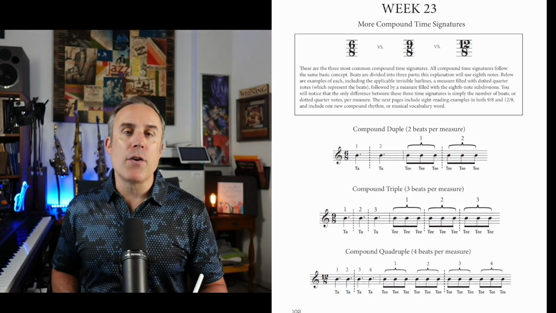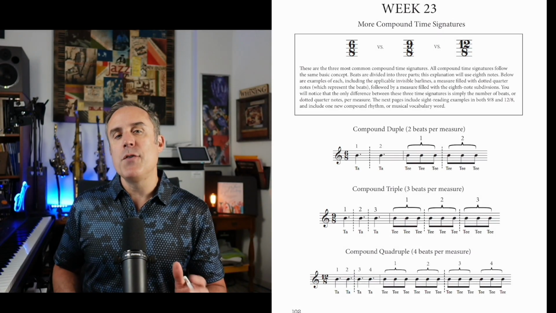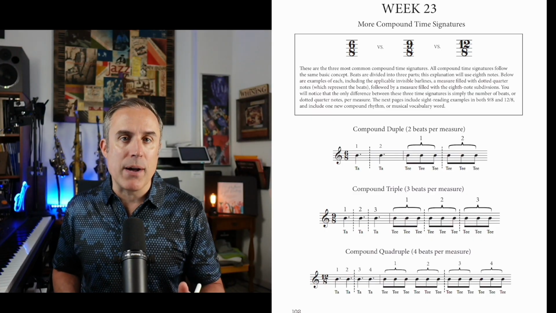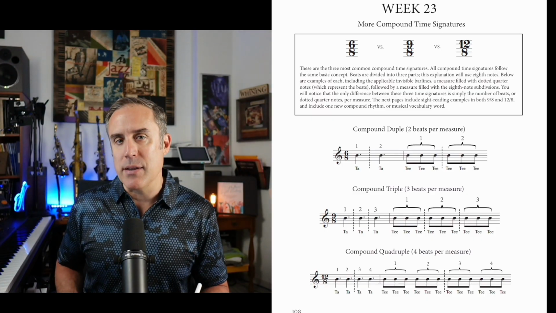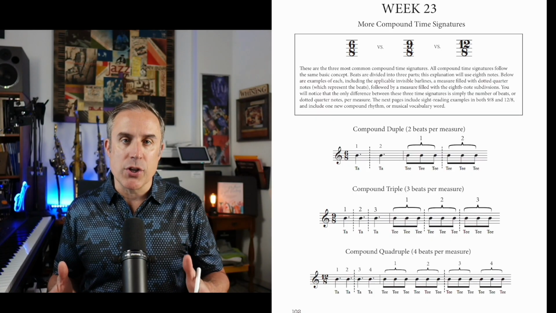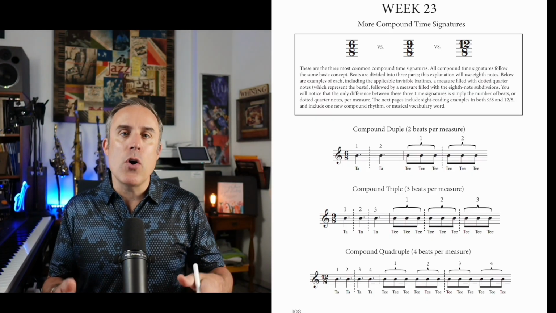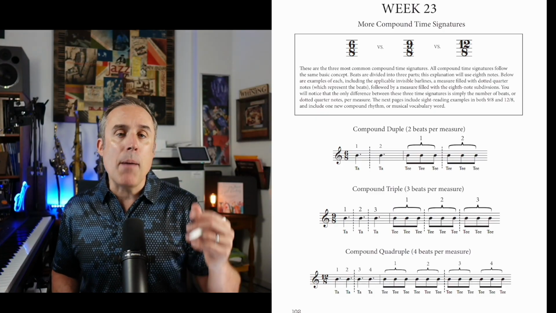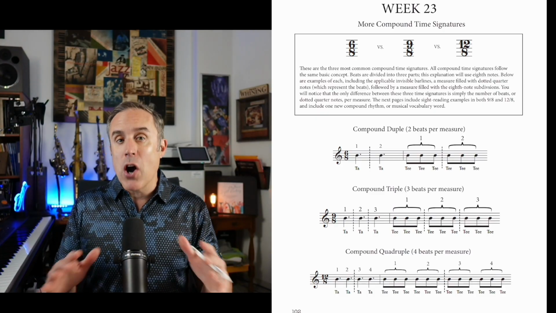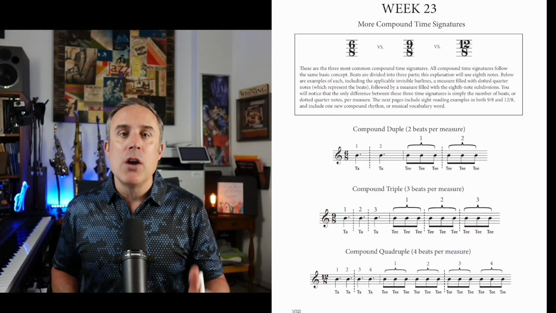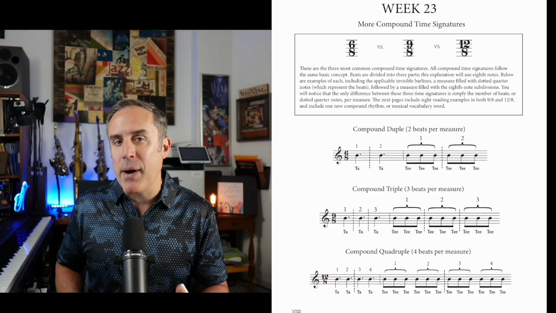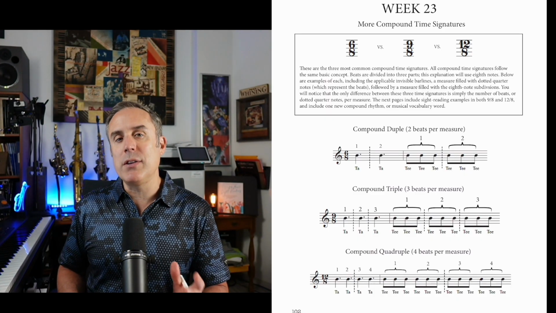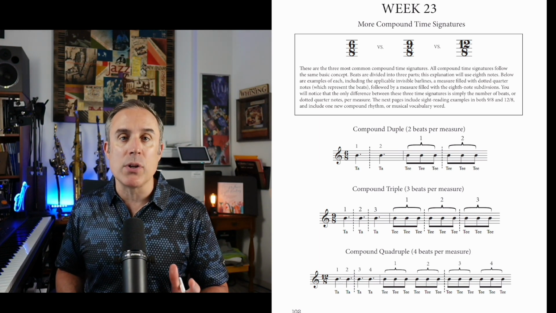Here we are on the first page of week 23. If you recall back to week 21, I gave you a suggestion regarding compound time signatures and how to recognize them. If you see a time signature with a 6, a 9, or a 12, all numbers that are divisible by 3, on the top number of a time signature, regardless of what the bottom number is, you are more than likely in a compound time signature. For example, composers would rarely choose 6/8 as a simple time signature.